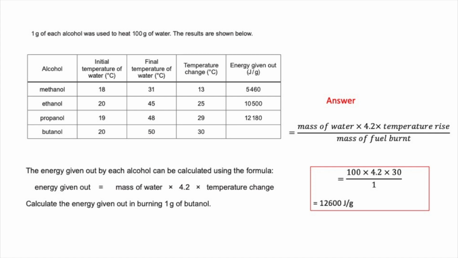And if you do that, 100 times 4.2 times 30 divided by 1, you will get an energy value of 12,600 joules per gram. Now if you had the right method here, so in other words you did 100 times 4.2 times 30 divided by 1, but you got the wrong answer because it was a calculator error, you'd still get 1 mark. But if you've got the right answer with the right method, you get 2 marks.